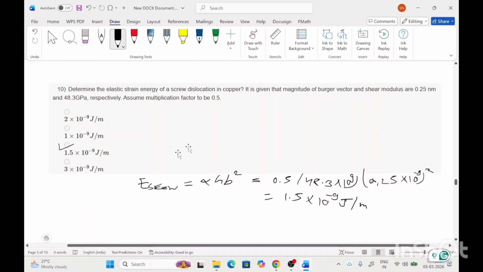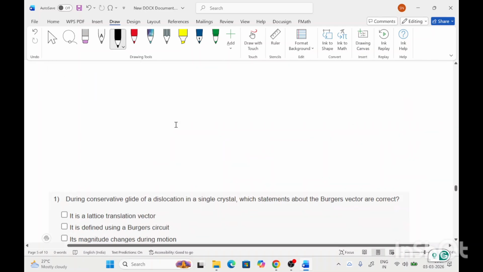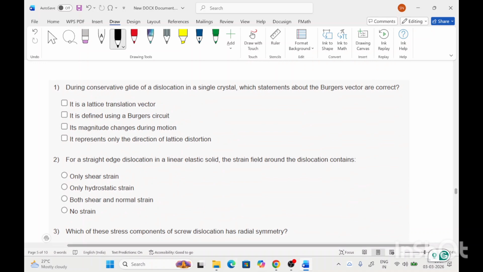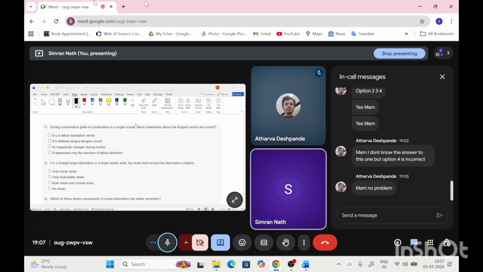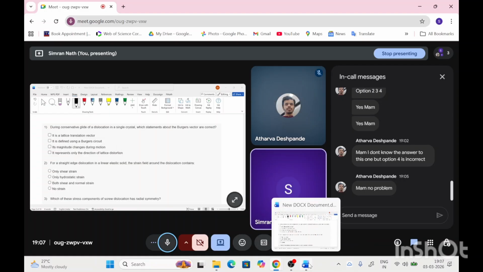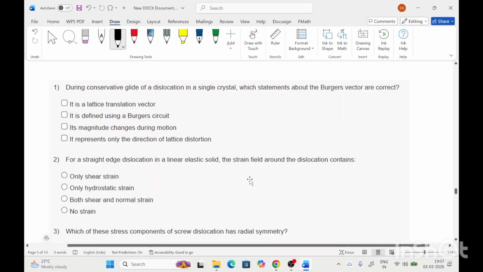So we'll discuss some more questions. During conservative glide of a dislocation in a single crystal, which statements about the Burgers vector are correct? Conservative glide we have discussed in the characteristics. Means conservative will keep the volume constant, and in non-conservative the volume changes.